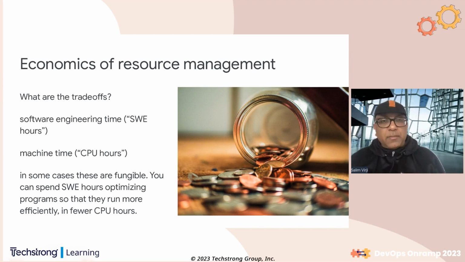A common measure of how much something costs to build in the DevOps and software engineering world is called a SWE hour, or software engineer time. And this is a rule of thumb that says how long it will take for a programmer to make a change. And then if that change results in a resource savings, we can measure that against the resource that is actually saved, such as CPU hours, RAM, network bandwidth.